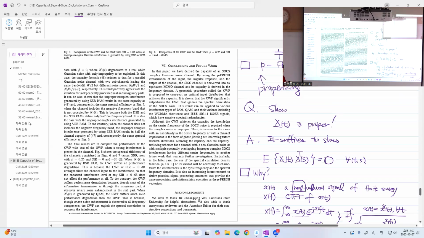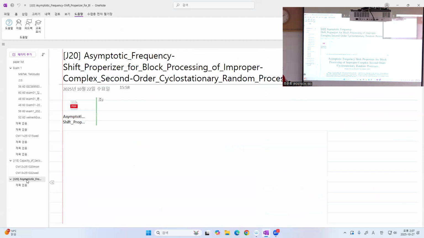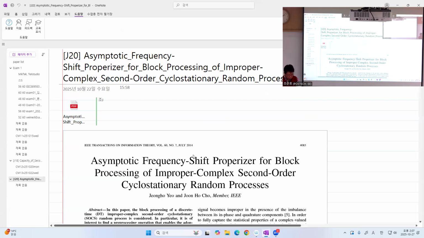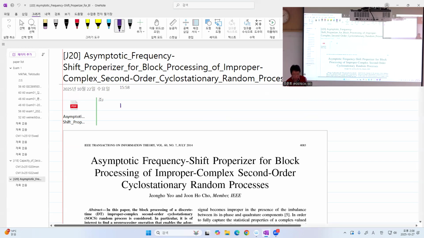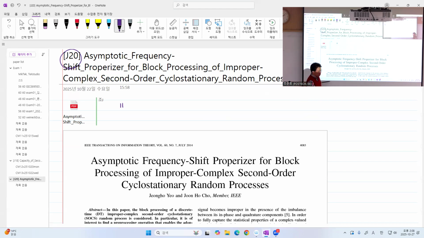So we continued the research with Dr. Jung-Ho Yeo and found another interesting property of this improper complex cyclostationary random process with period T. Let me give you what was the surprise in this paper, which appeared in the IEEE Transactions on Information Theory. As you see, some important results are really publishable in more prestigious journals.